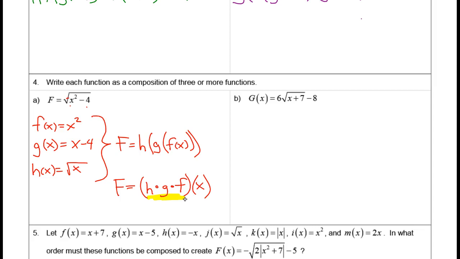All right, and one question you might have is, did you have to do this with 3? Couldn't you have called f of x x squared minus 4 and then g of x the square root of that? You could have, but the instructions said to write it as a composition of 3 or more. So let's go ahead and take a look at this next one here. And I'm going to sprint through this one for you.